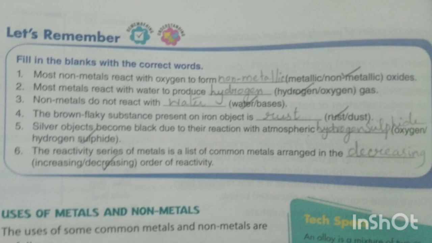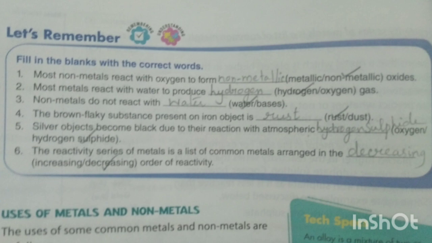Non-metals, which substance will it not react with? It does not react with water. So, non-metals do not react with water. Then, fourth one, a brown flaky substance present on iron object is dash. That is called rust. So, the brown flaky substance present on iron object is rust.